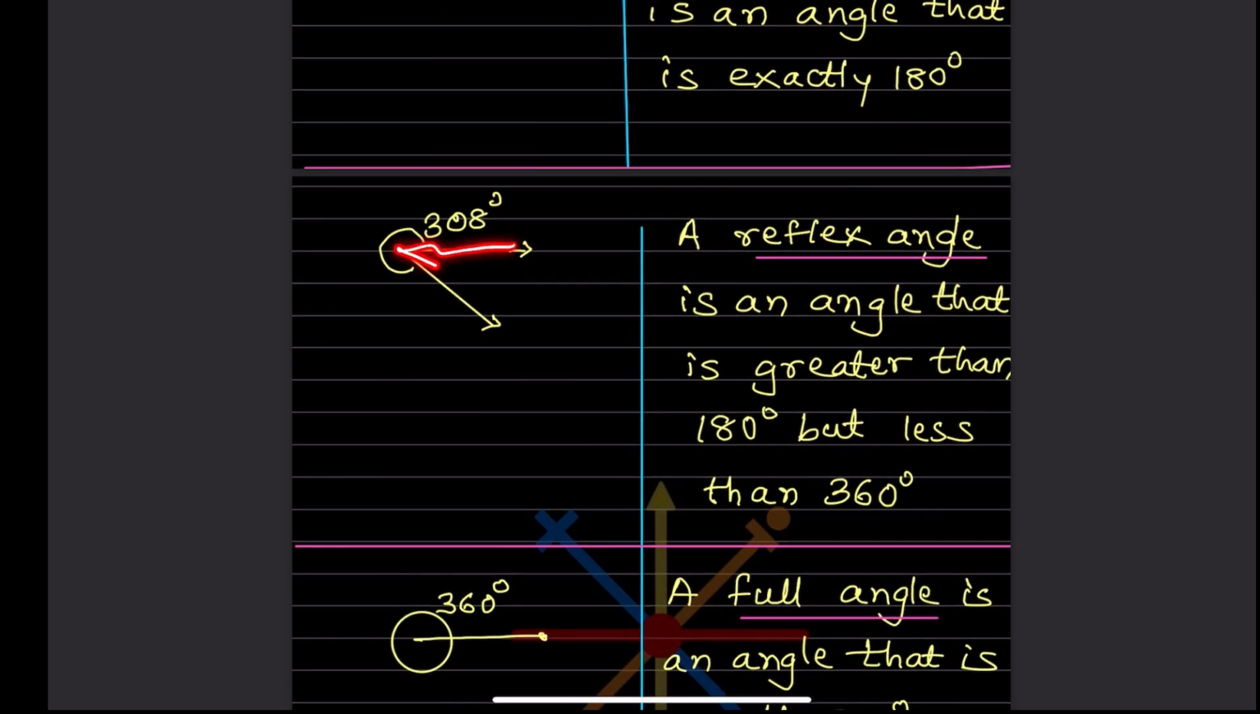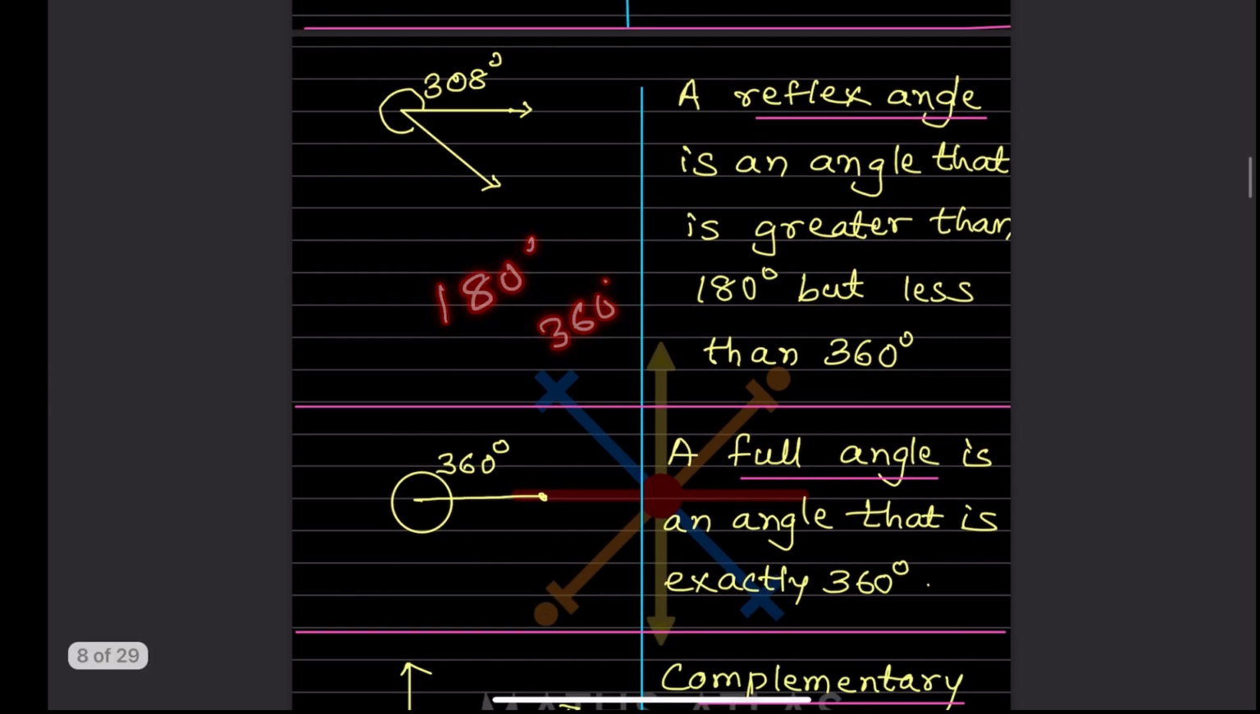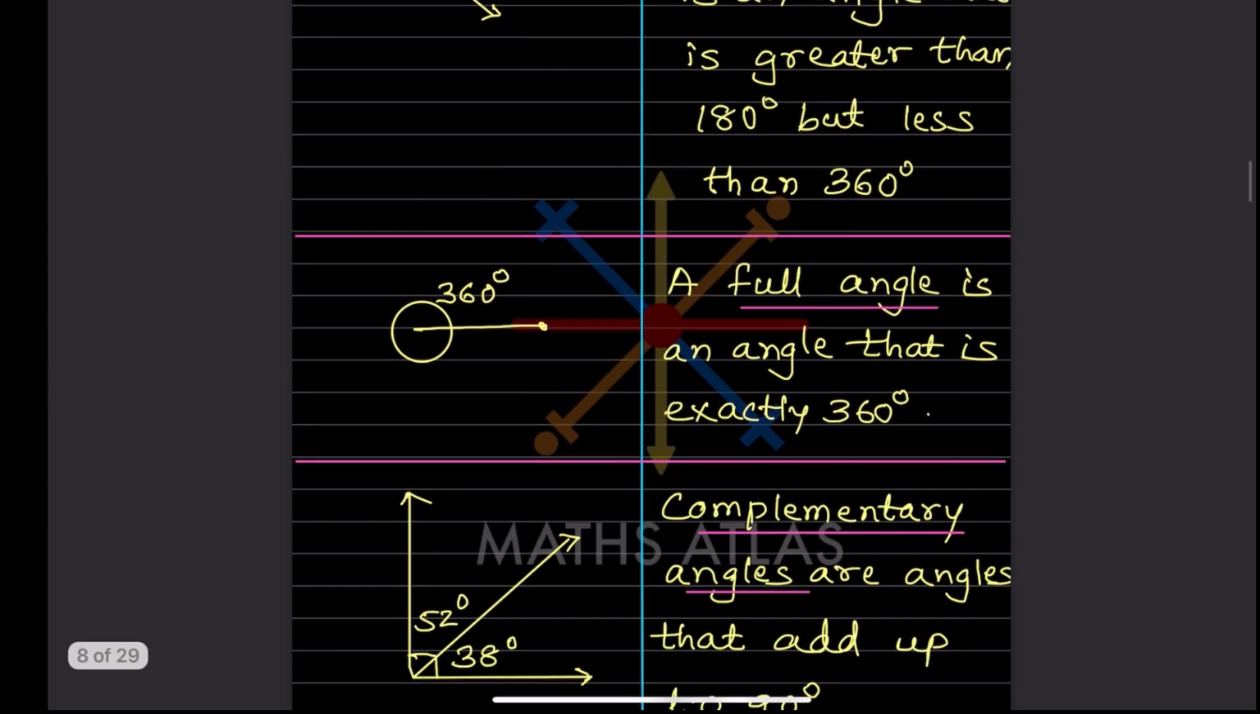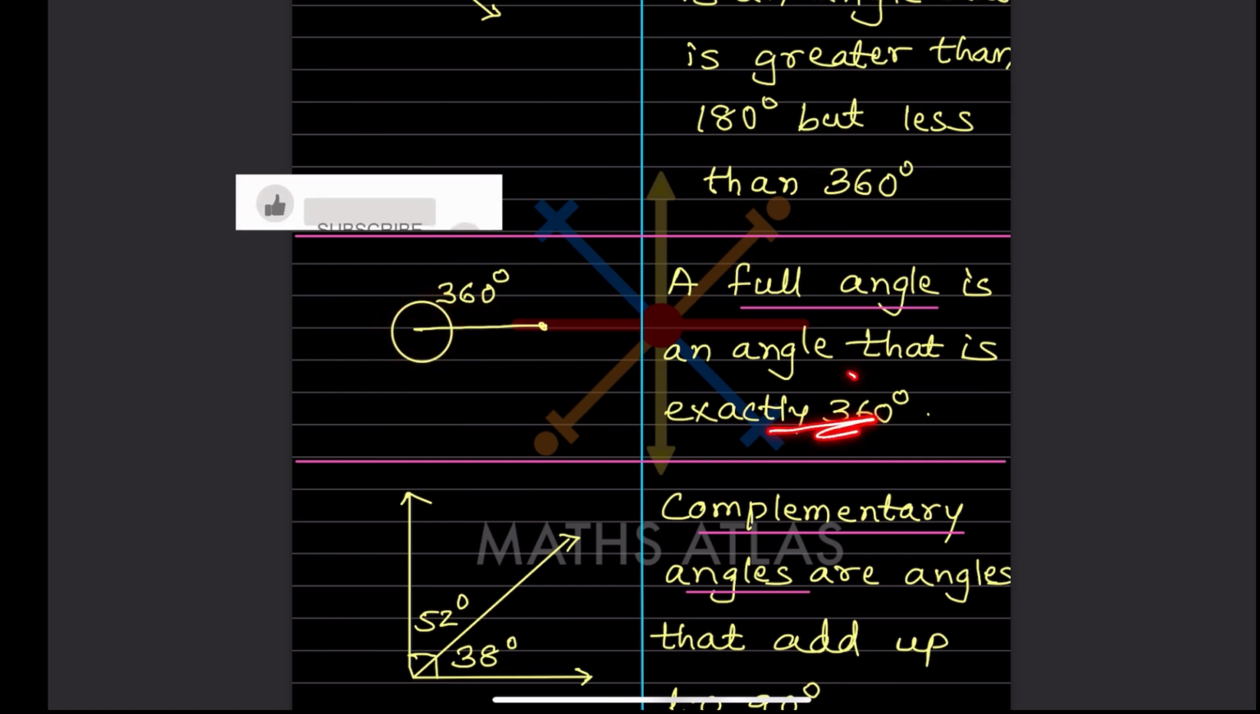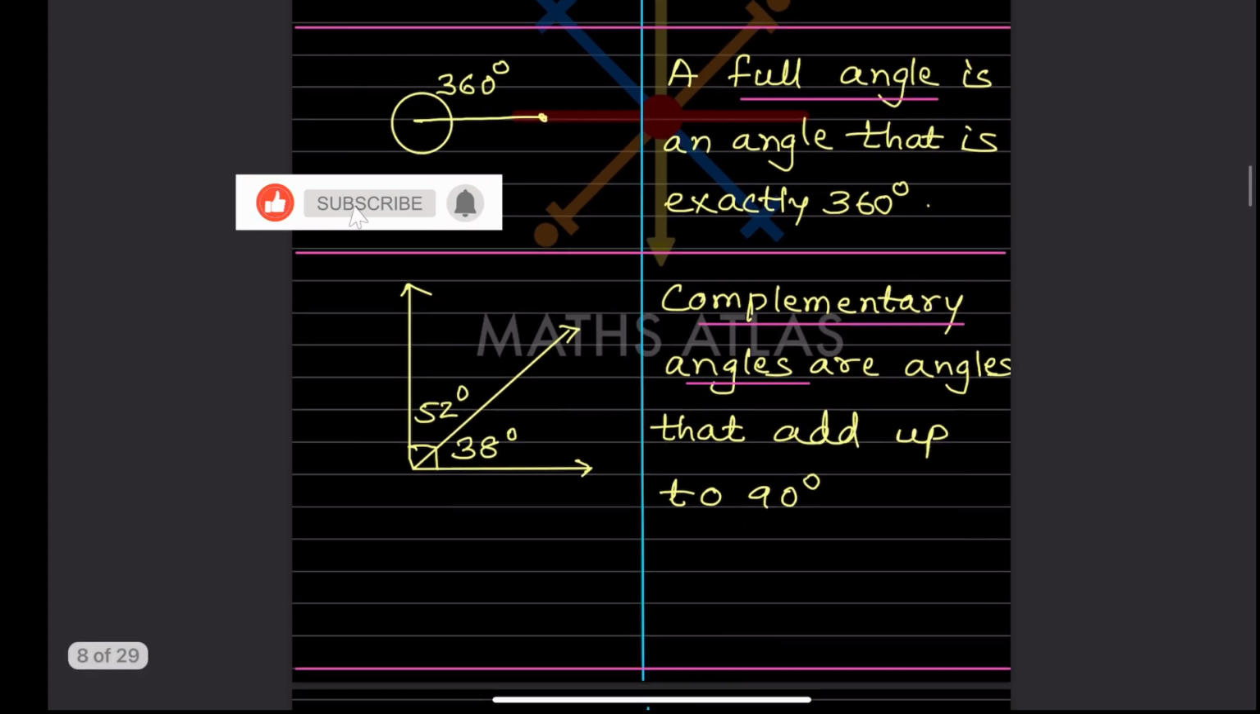Now this angle, the outside one, is called the reflex angle. A reflex angle is an angle that is greater than 180 but less than 360 degrees. It should always be greater than 180 but less than 360 degrees. Then you can see this whole thing is 360, which is the full angle. A full angle is an angle that is exactly 360 degrees.